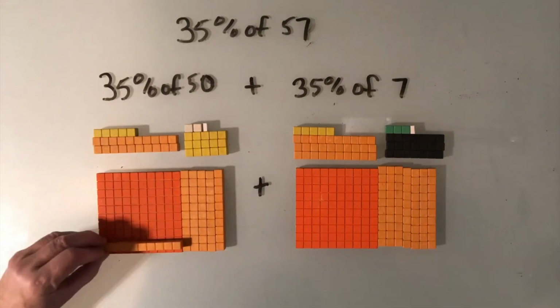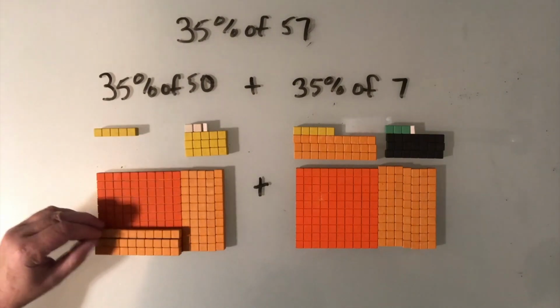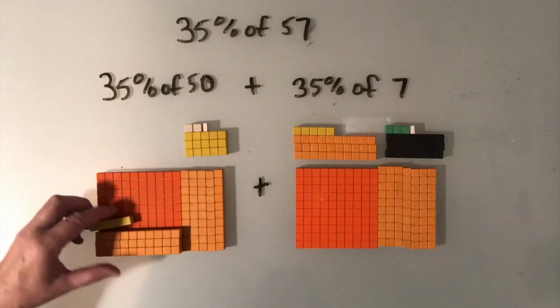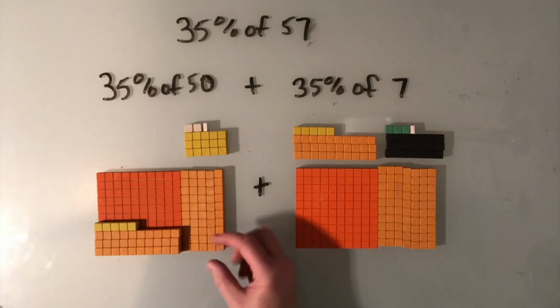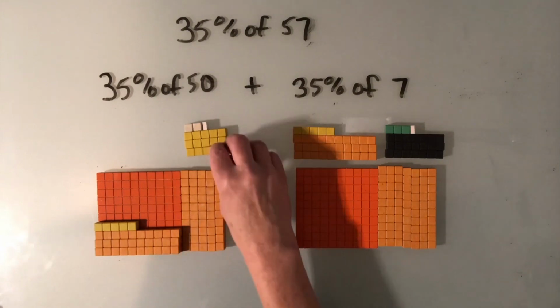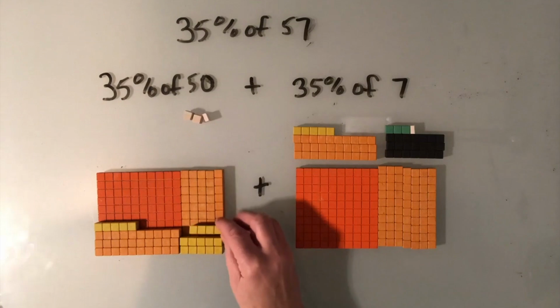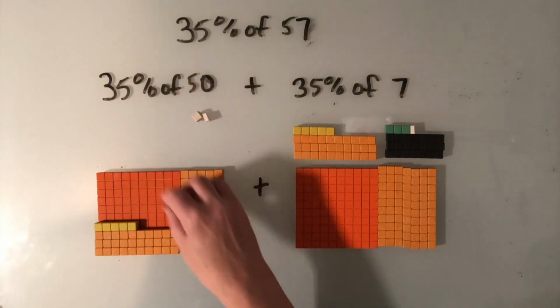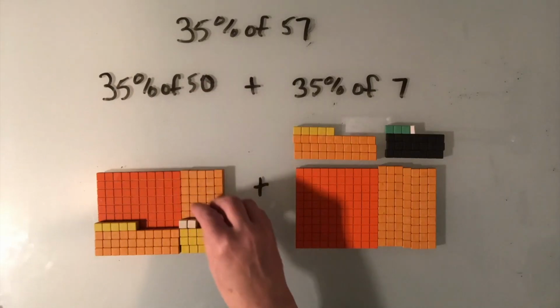So 10%, 20%, 30%, 35%. Okay, well, what is that of 50? It means that we're just going to take all of this, this, and half of that. Well, that's 5, 10, 15, 16, 17, and half more.